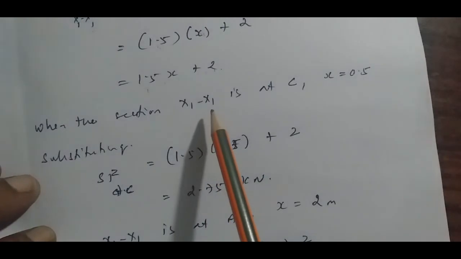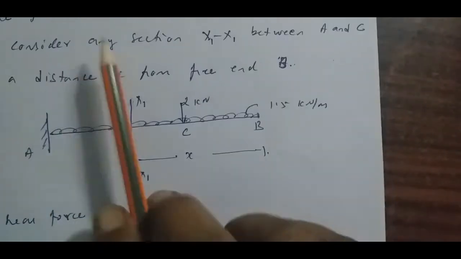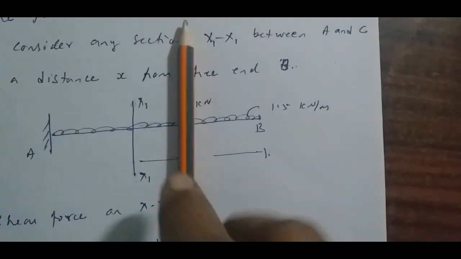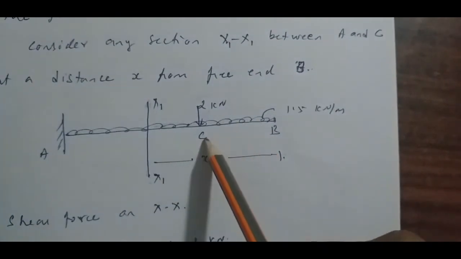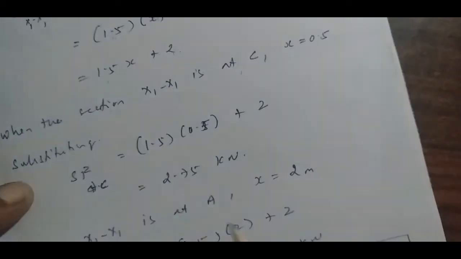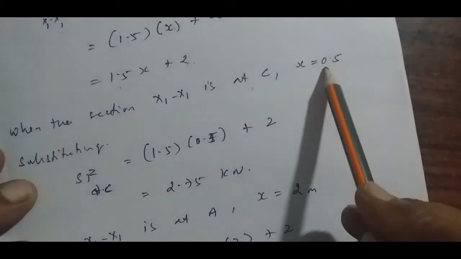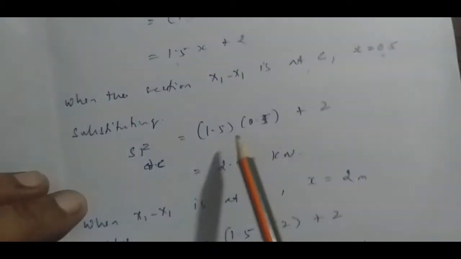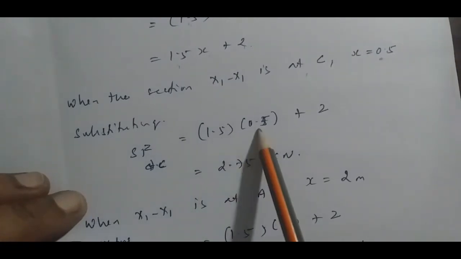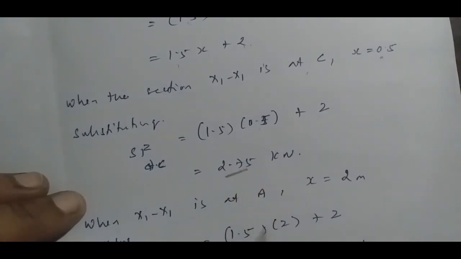So when x1 is at C, the value of x is equal to 0.5. Substituting this value, 1.5 into 0.5 plus 2, we get 2.75.